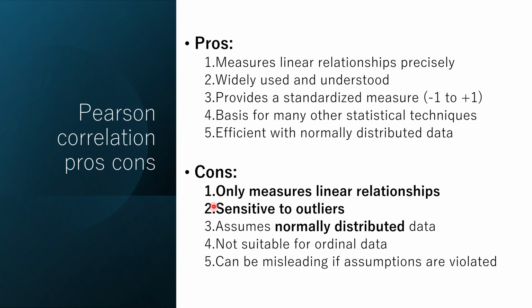The cons are here. It only measures linear relationships. It misses the relationship if it is curved. It is sensitive to outliers, and it assumes normality. This is a big assumption. It is not suitable for ordinal datasets, and it can be misleading if assumptions are violated. It's related to the number 3.